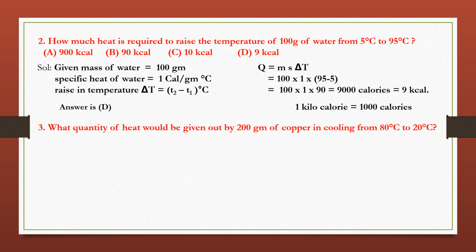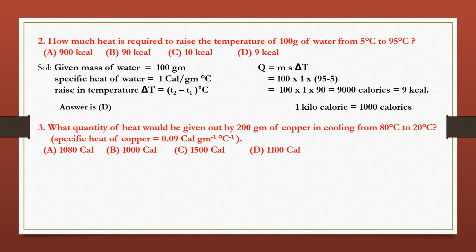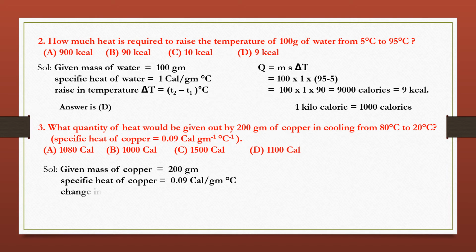What quantity of heat would be given out by 200 grams of copper in cooling from 80 degrees Celsius to 20 degrees Celsius? Given specific heat of copper as 0.09 calorie per gram per degree Celsius, and your options are as below. Now given mass of the copper as 200 grams, specific heat as 0.09, and change in temperature equal to final temperature minus initial. Final temperature is 20 minus initial temperature 80. So we get change in temperature as minus 60 degrees.